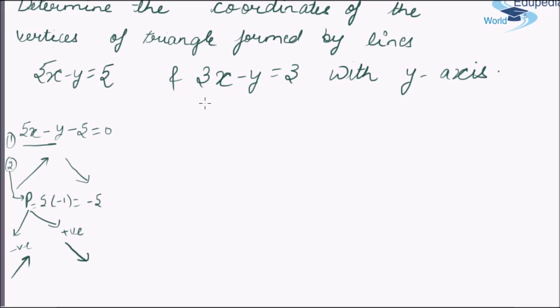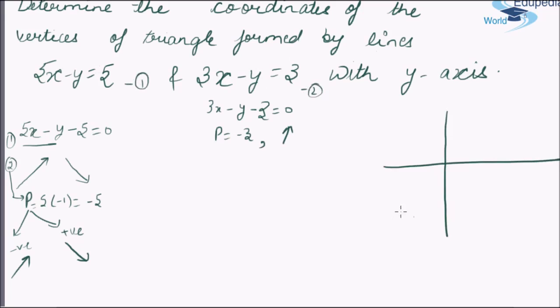Similarly, for the second equation, we can write it as 3x minus y minus 3 equal to 0. Now the product again is minus 3. That is, the line is again upward going. So we can have a rough idea of the equation 1 and 2 as there will be somewhat like this, roughly on the Cartesian plane.